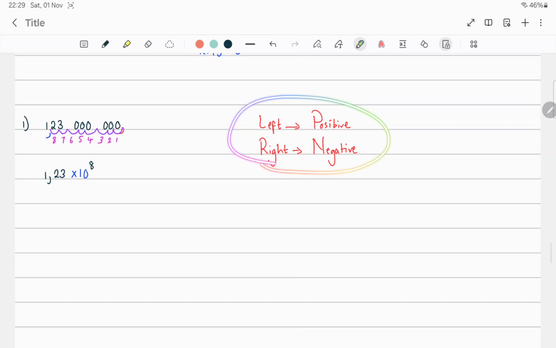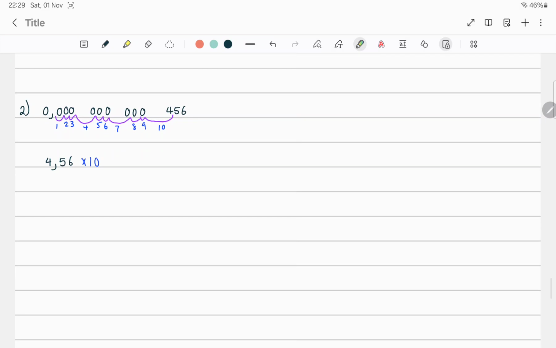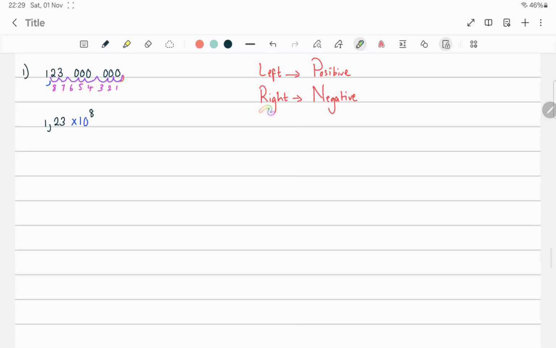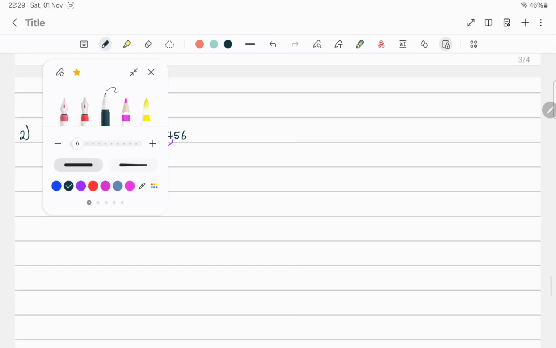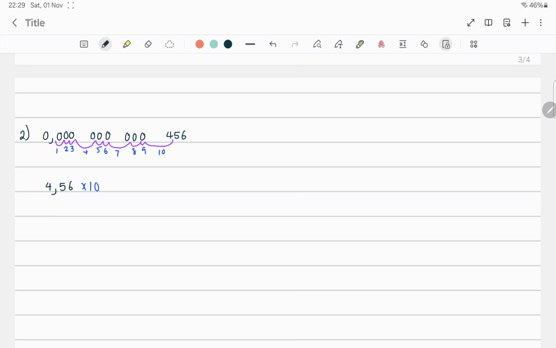When you're moving the comma to the left, it's positive. When you're moving the comma to the right, it's going to be negative. Here we moved the comma to the right, so the exponent has to be negative. By how many places do we move it? 10 times. So our scientific notation will be 4.56 times 10 to the power of negative 10.